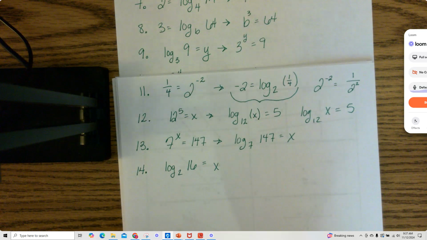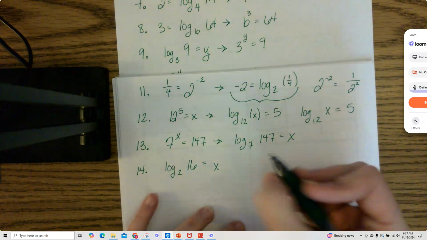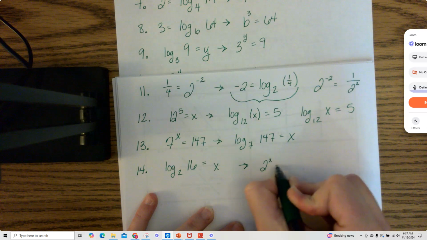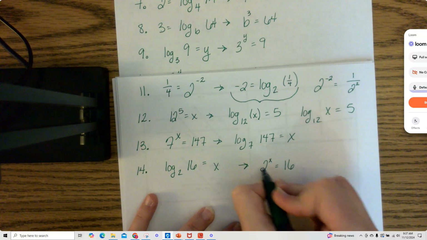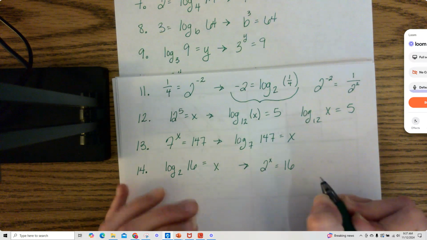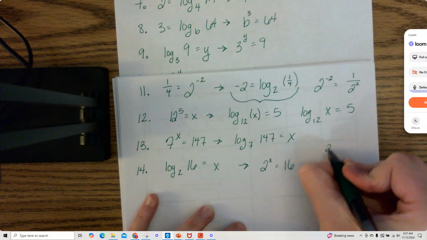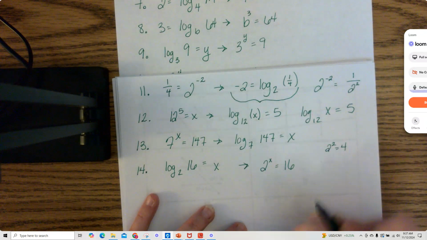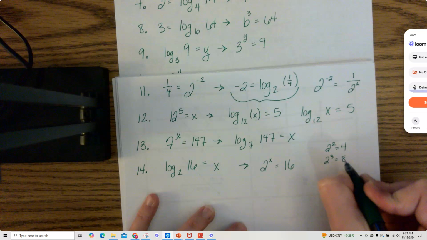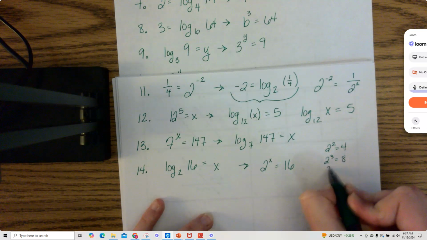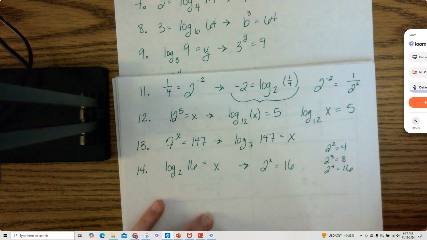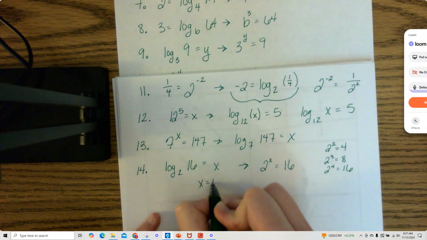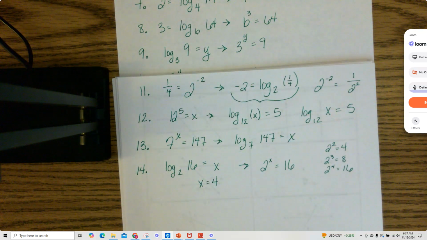So if we rewrite it as an exponent, 2 to the x equals 16. We have to know what power 2 is raised to make it 16. So 2 squared is 4. 2 cubed is 8, because 4 times 2 gives you 8. 2 to the 4th, 8 times 2 is 16. So your exponent, x here, equals 4. That's how I would solve it.